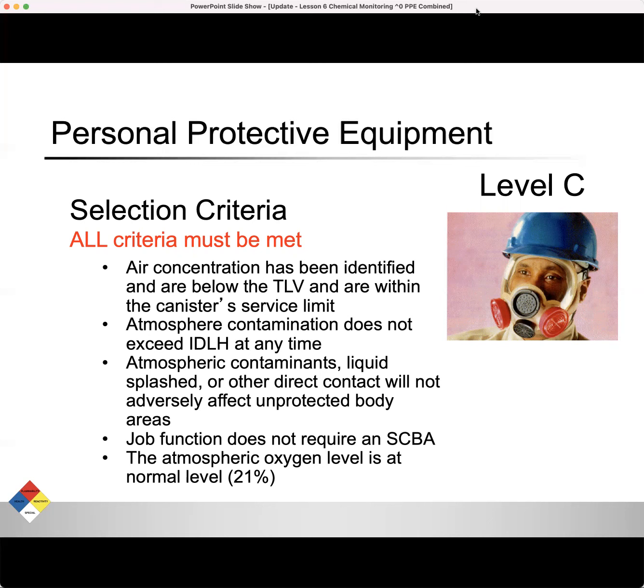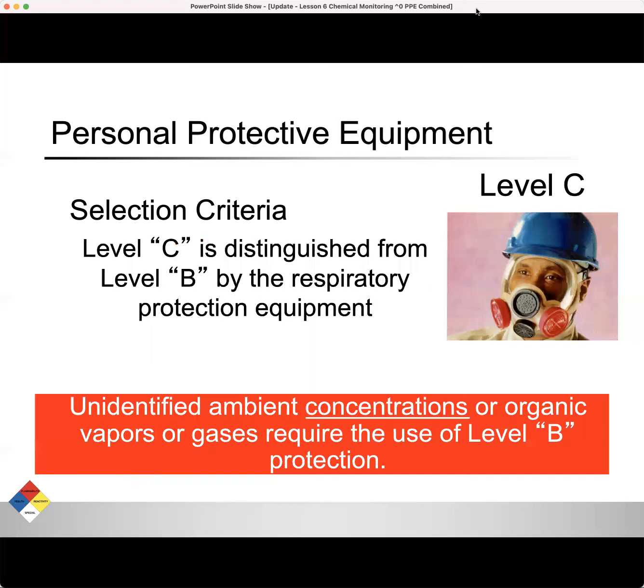Because you're not being supplied air like you are with an SCBA, you're breathing the atmospheric air, so it has to have the normal concentration of oxygen. Level C is distinguished from level B by the respiratory protection equipment. That's about the only difference.